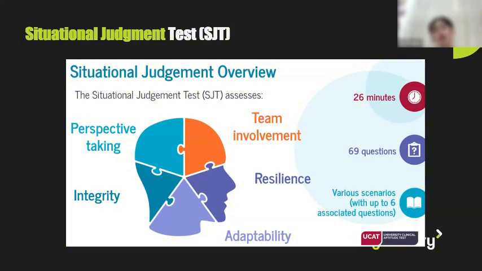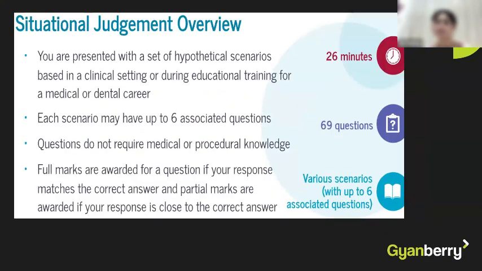Now, as far as the question pattern of this is concerned, there will be 69 questions, and you have only 26 minutes. So less than 28 seconds, which is only 22 seconds for each question. You'll be given various scenarios, but each scenario will have at least 6 questions associated with it. You do not need to have any kind of prior knowledge for that. So you just have to read the situation, what it is, and then answer the questions accordingly.